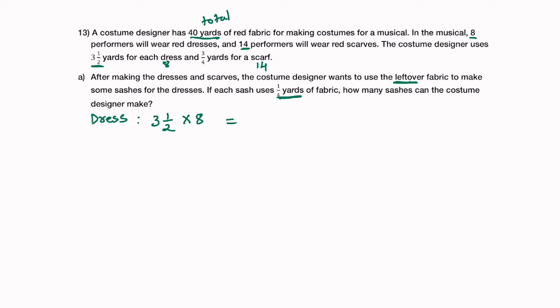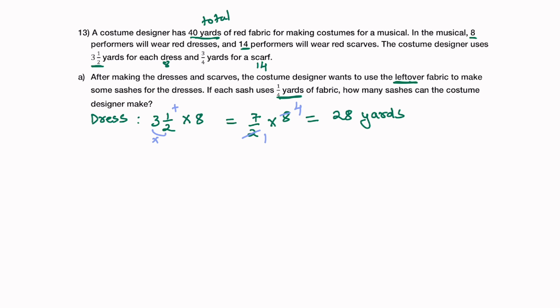So that becomes 3.5. We know how to do this, right? So 3 times 2 and 1. Can we do this mentally? 3 times 2 is 6. 6 plus 1 is 7. So we say 7 upon 2 times 8, right? And then here we have 2 times 1, 2 times 4. So that is 28. So 28 yards will be used for dresses.